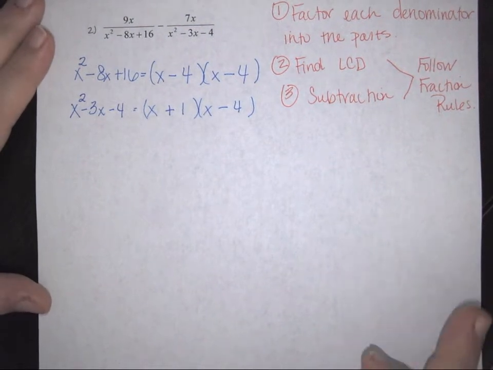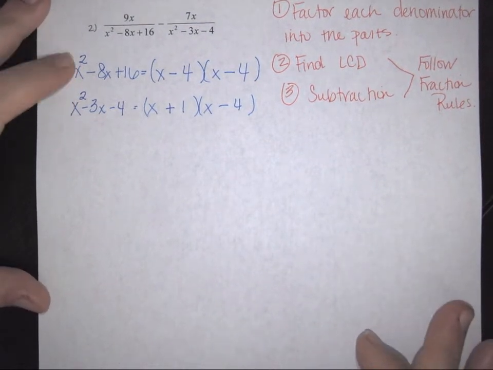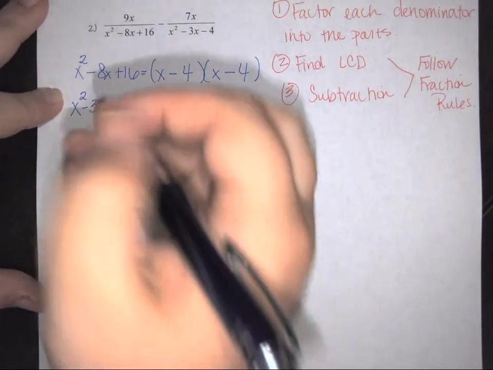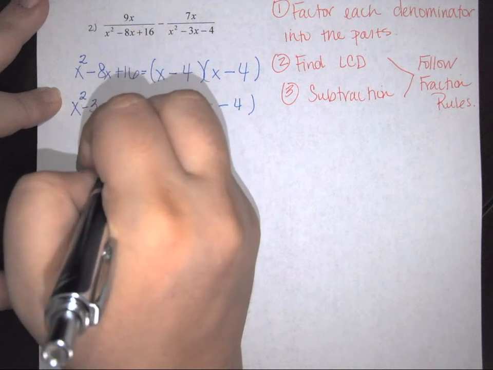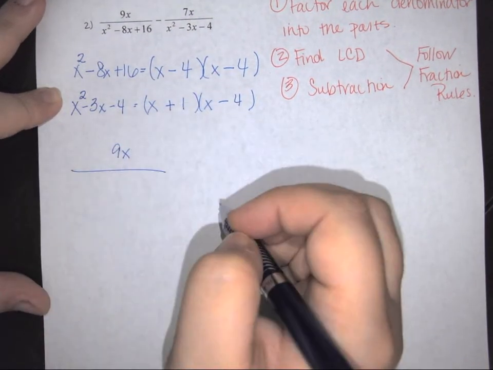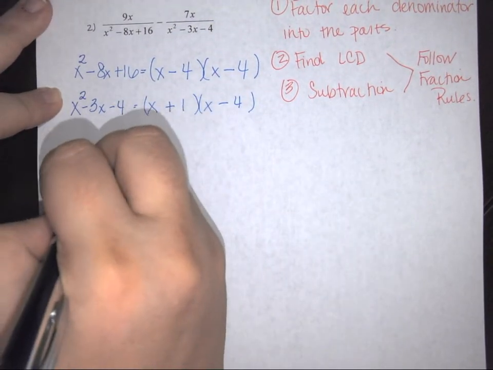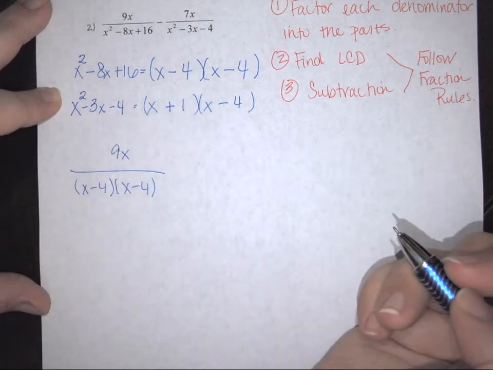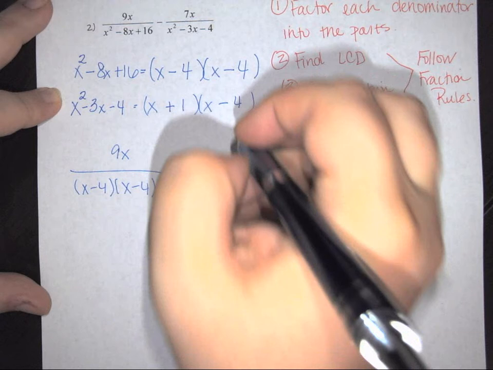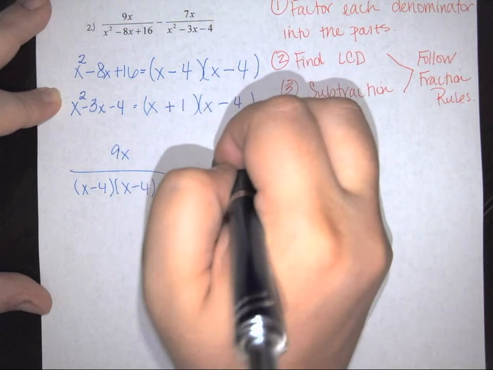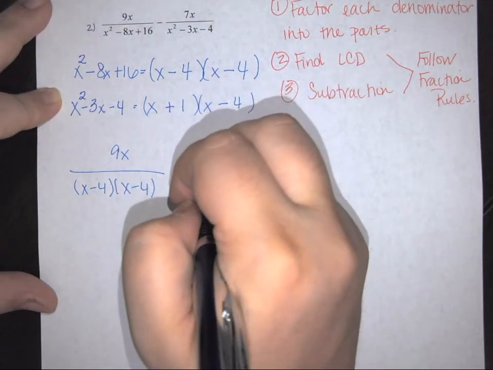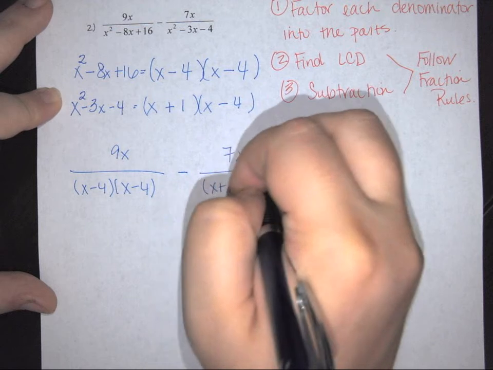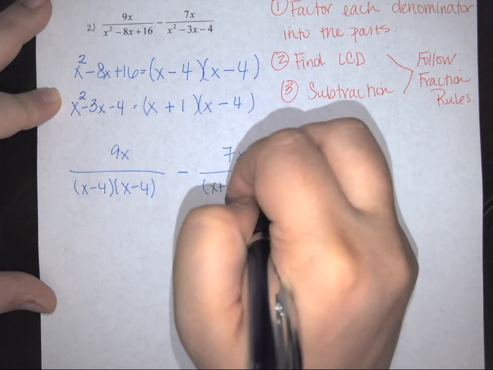So I have to rewrite my rationals and put the proper breakdowns underneath. So I have 9x, and underneath that is going to go my x minus 4 times my x minus 4. And I am subtracting away my 7x, and underneath that one is going to go x plus 1 times x minus 4.